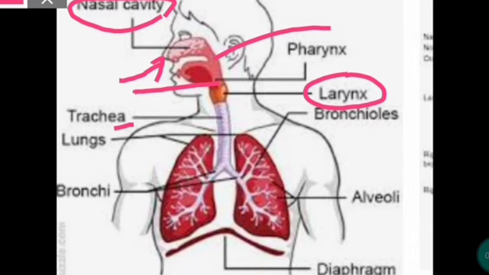Following the larynx there is a windpipe known as the trachea. In the thoracic cavity, this trachea divides into right and left bronchi. Then it enters into the lungs. In the lungs, it is divided into different branches: primary, secondary, and tertiary bronchioles.